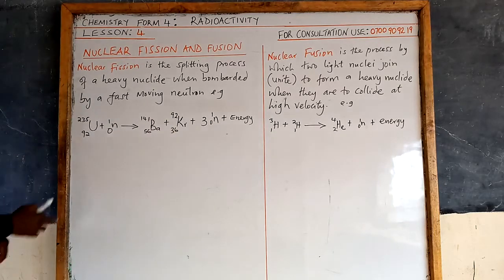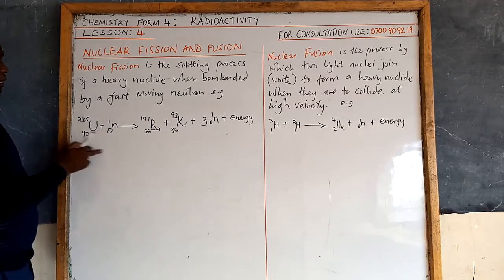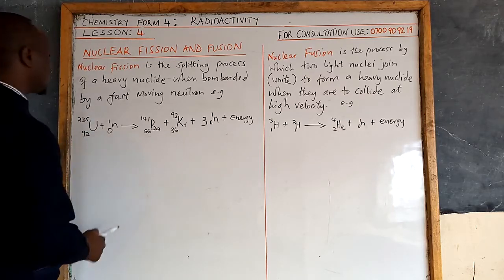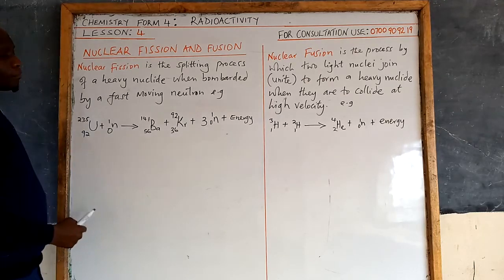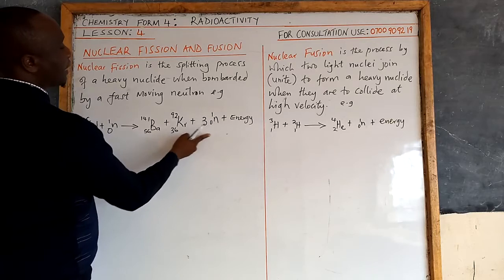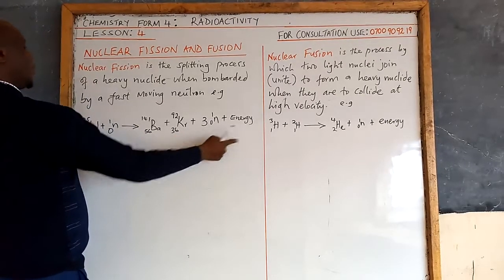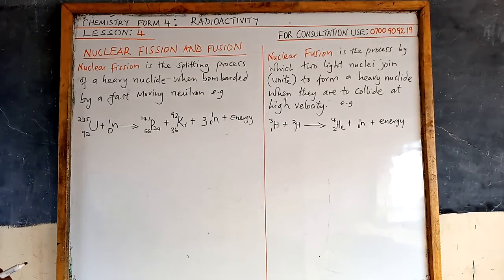Now an example is here, uranium-235. When bombarded with a neutron, it splits, giving 2 daughter nuclides, that is barium and krypton. In the process, 3 other neutrons are liberated and energy. The energy liberated can be harnessed and converted to other forms of energy.